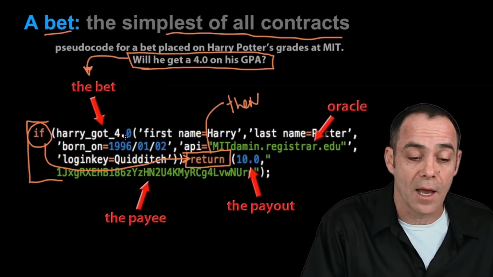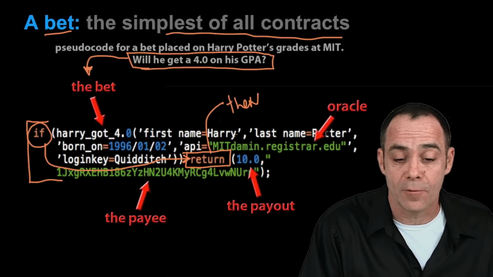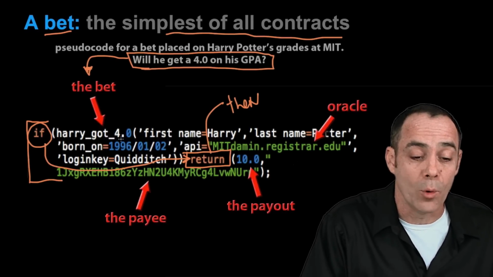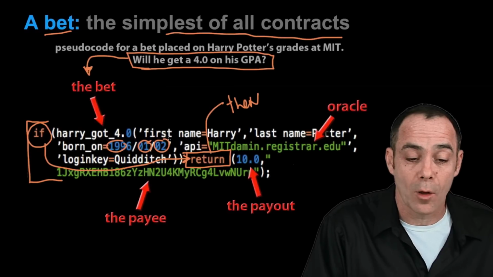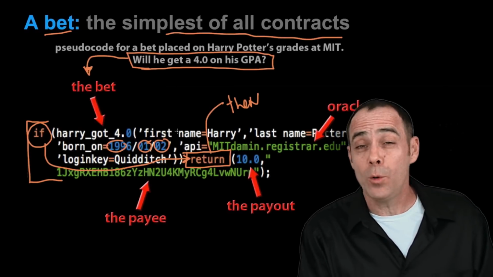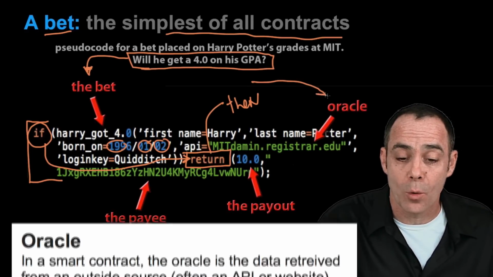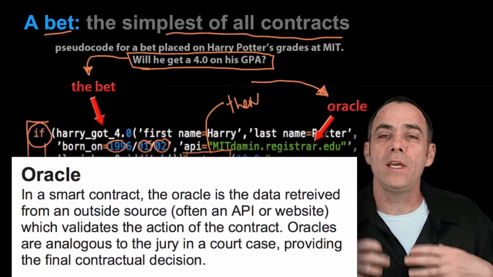If Harry got a 4.0, and then we have some verification data. If Harry, first name, last name, Potter, born on X date, all the verification data that you want to put in, gets a 4.0. Well, how do we know he gets a 4.0? That's when we rely on something called an oracle. And an oracle is pre-agreed upon.